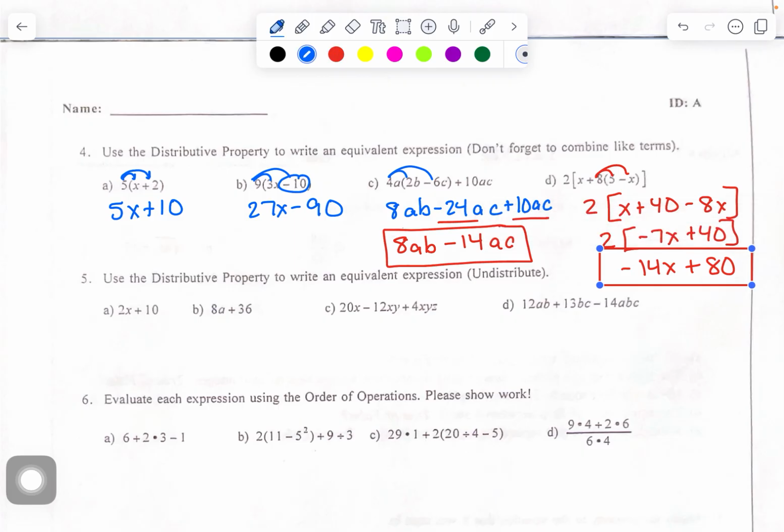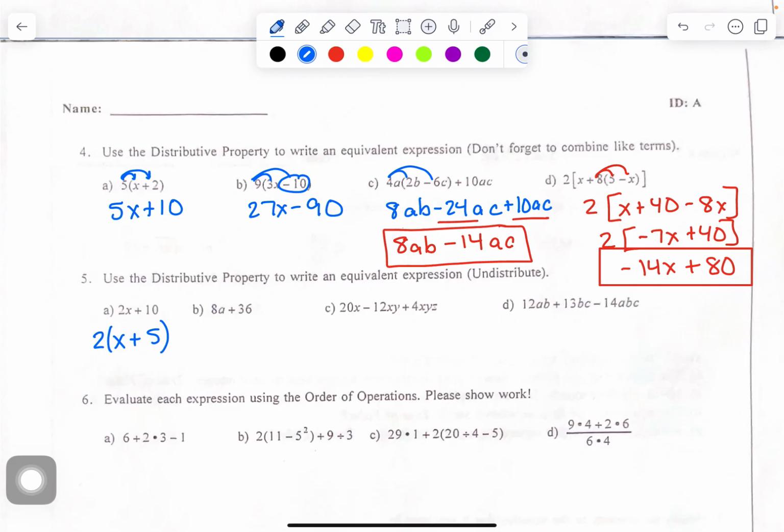In the next set, we're undistributing. That means we're pulling out the greatest factor. So in this first one, I see 2 and 10, and I know 2 is their greatest factor. So I pull out a 2 from the x and a 2 from the 10. That means I'm dividing. So it would be x plus 5 in parentheses.